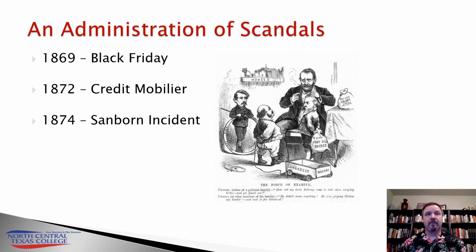1874, in Grant's second term, you have the Sanborn incident. The Secretary of Treasury, a man named William A. Richardson, had been recently appointed to the office of Secretary of the Treasury because the previous Secretary of Treasury had gotten fired for corruption. He had hired a man named John B. Sanborn to collect back taxes.